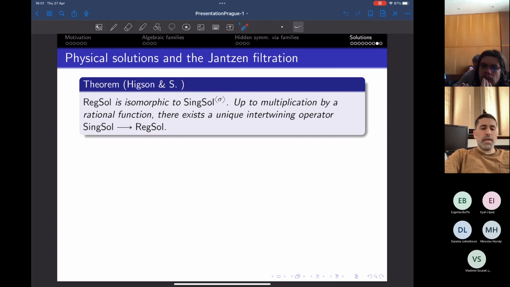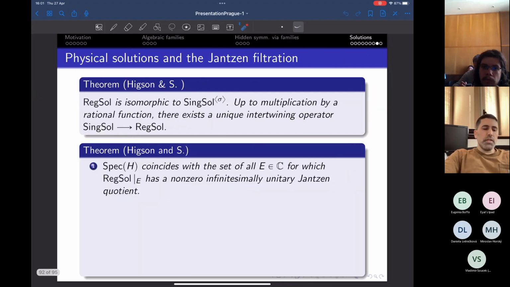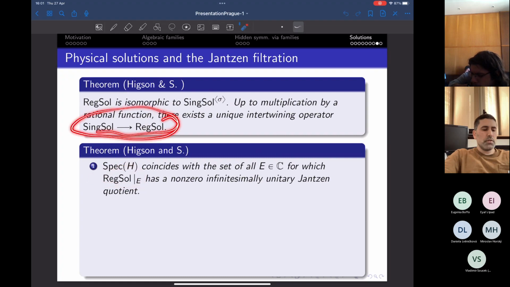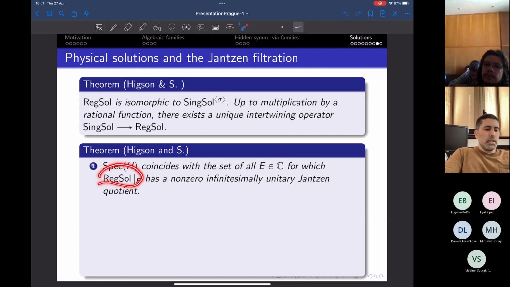But the next thing that I'm going to say is how we can recover physical solutions out of these abstract algebraic families. The first statement is how you can get the spectrum, the collection of real numbers that physicists obtain. The claim is that you can get the spectrum in the following way. It's the collection of all complex numbers E such that the fiber of regsol over this E, which I told you gives rise to filtrations, has a non-zero infinitesimally unitary Jantzen quotient. If you have a filtration, it has a corresponding quotient.